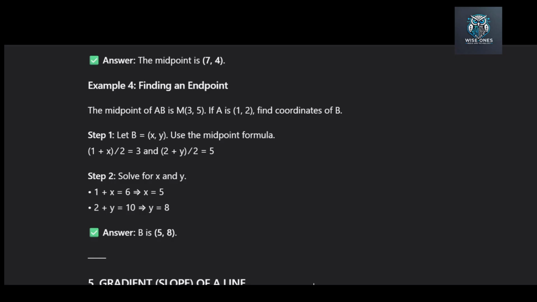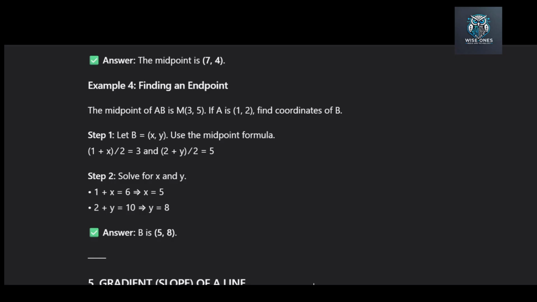Step 2. Solve for x and y. For x, multiply both sides by 2. 1 plus x equals 6. Subtract 1 from both sides. x equals 5.